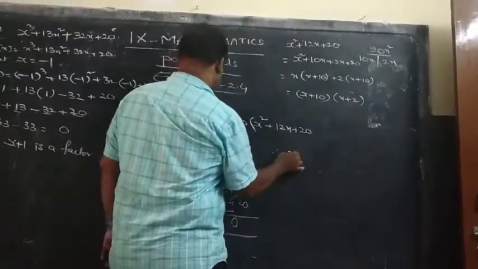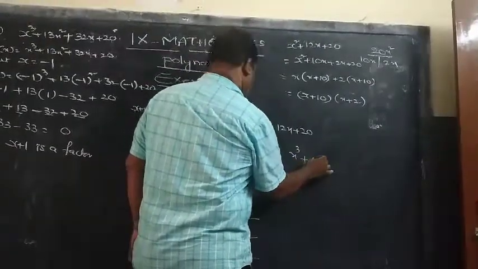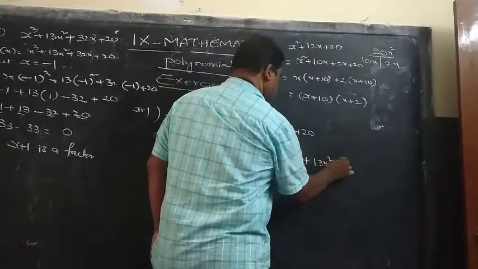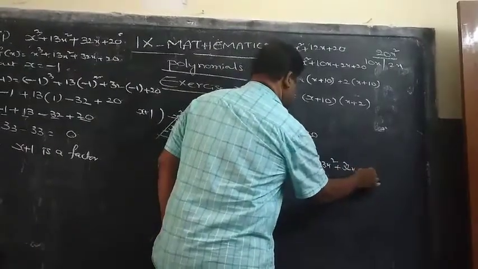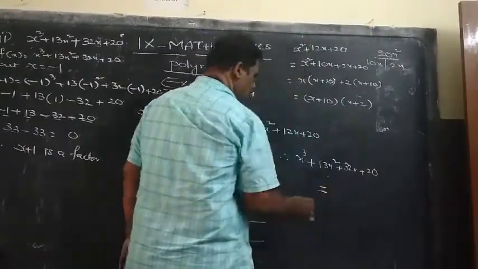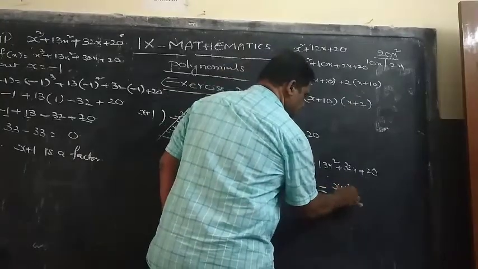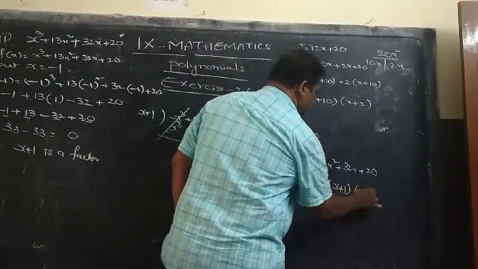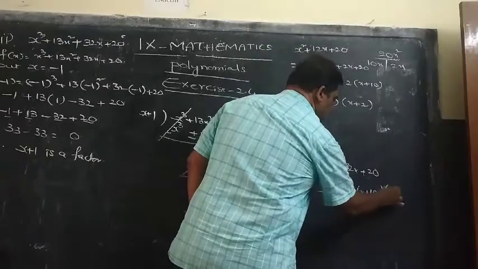Therefore, the polynomial x cube plus 13x square plus 32x plus 20 is equal to: one factor is x plus 1, the other 2 factors are x plus 10 and x plus 2.